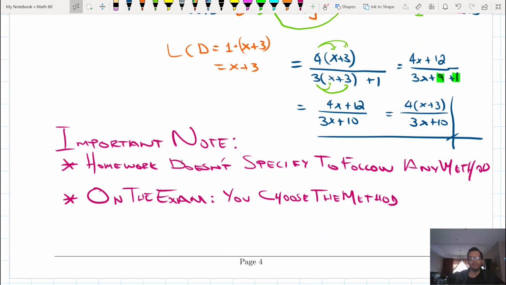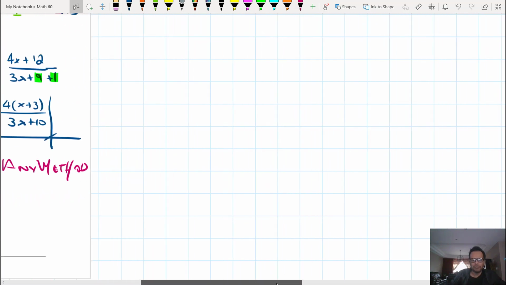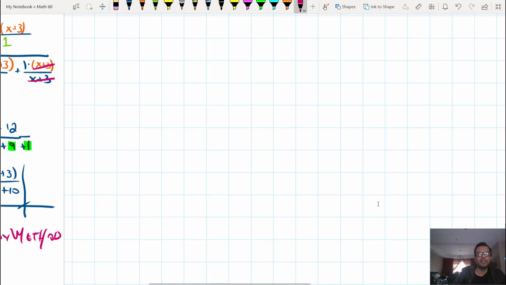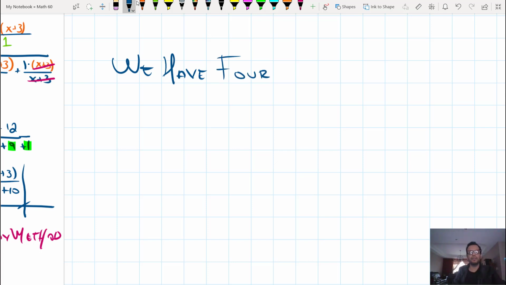simplifying complex fractions. Okay, let me give you just a silly example about how we can use complex fractions. So let me give you this problem on the side. Suppose we have 2.5 pizzas.